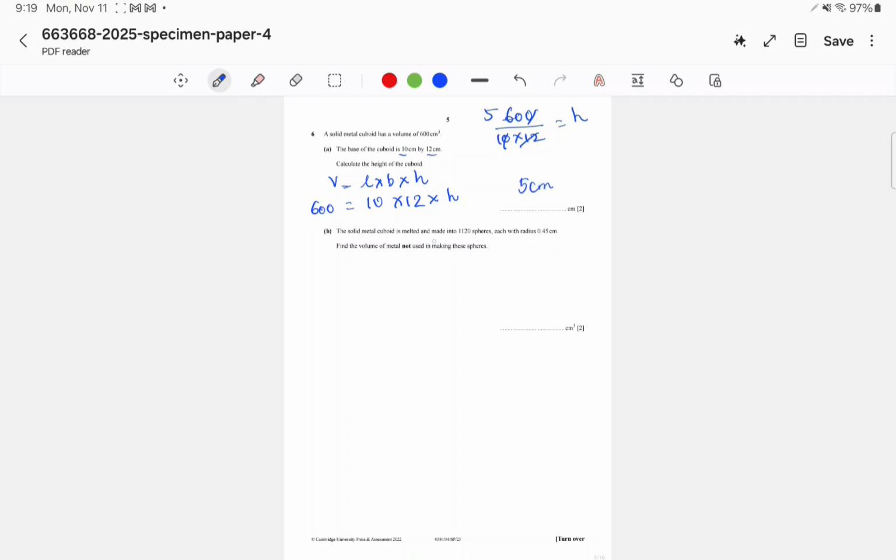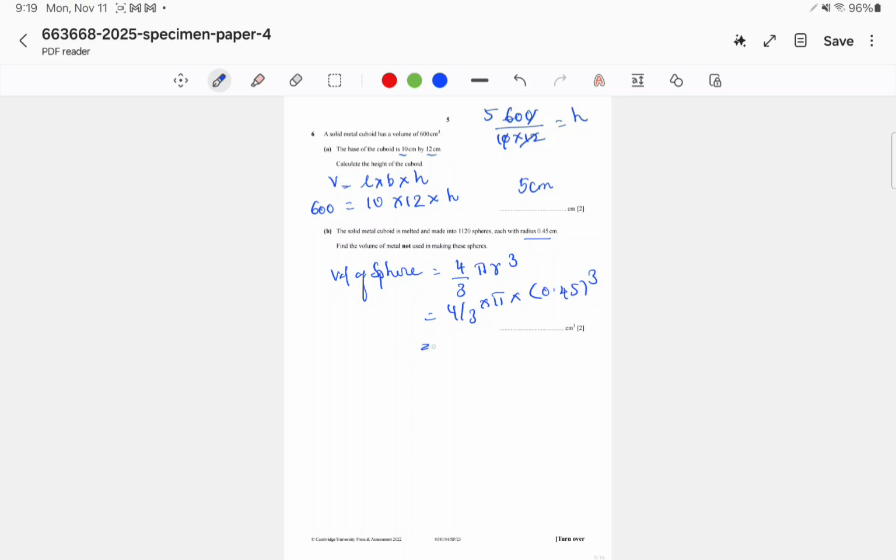Okay, a solid metal cuboid is melted and made into 1200 spheres, each of which has a radius of 0.45. Find the volume of the metal not used for making the spheres. So radius is given. Let us use the volume of sphere formula. The volume of a sphere is 4 by 3 pi r cubed. We will substitute 4 by 3 into pi into r cubed. They have given r.